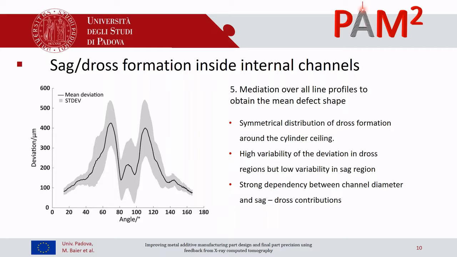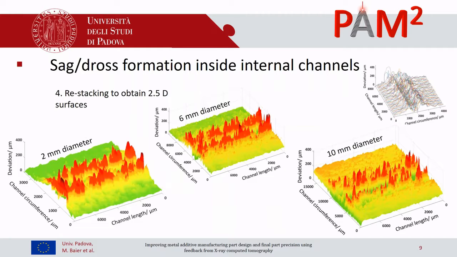What you cannot see here, but I will tell you, is a strong dependence between the channel diameter and the sag and dross formation as contributors to this kind of curve. As you might have seen on the previous slide, if I go back one, you can see it here on the profiles as the dross vanishes into the sag defect.